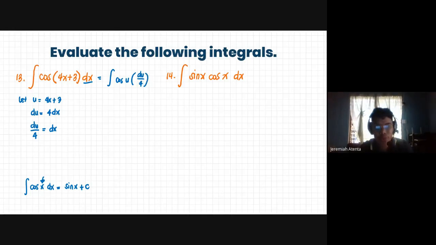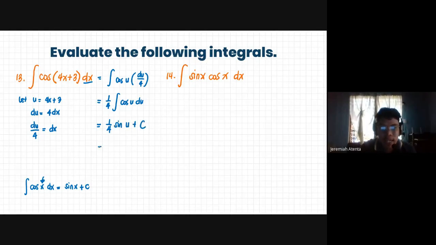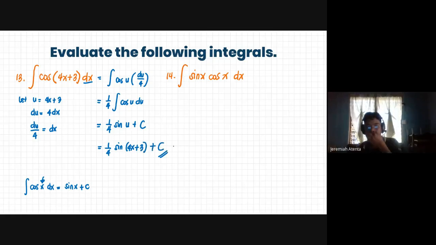And from that, we now have this one is equal to the integral of cosine u. Then dx is just, ano nga yun si dx? Du over 4. Ayan. Okay? And si 1/4, pwede nating ilagay sa labas. We have 1/4, the integral of cosine u du. The integral of cosine x dx is sine x plus c. Therefore, the integral of cosine u will be sine u, right? Plus c. And this is now equal to 1/4 sine of u, and u is just 4x plus 3. Then we have plus c. Yan. Any questions?